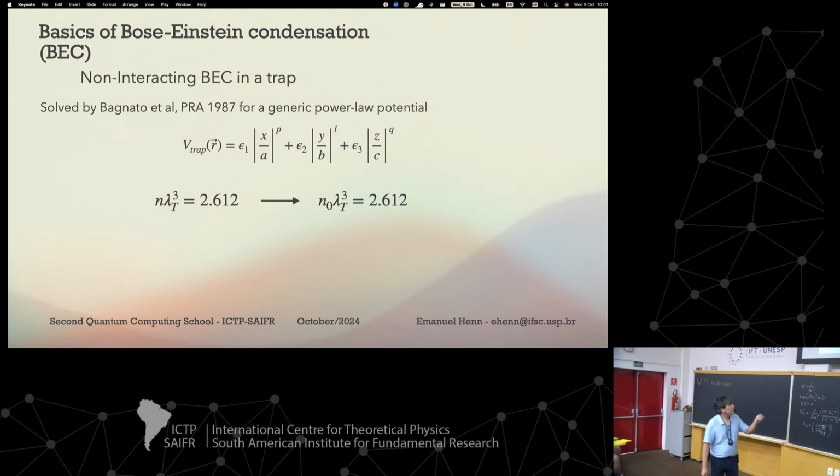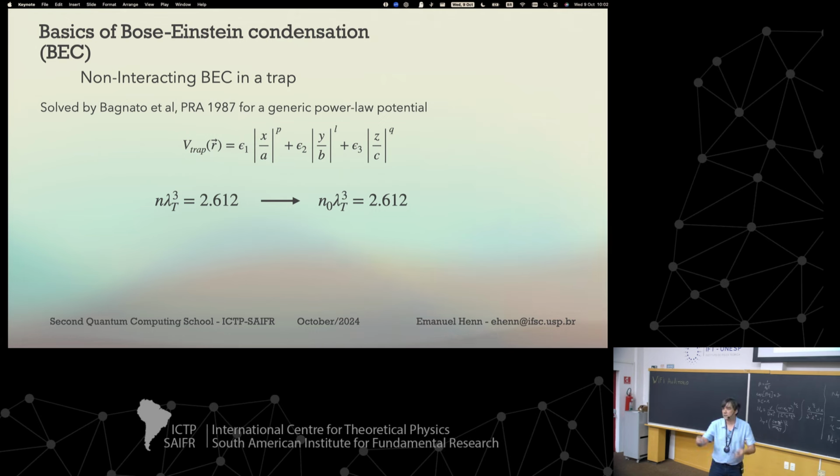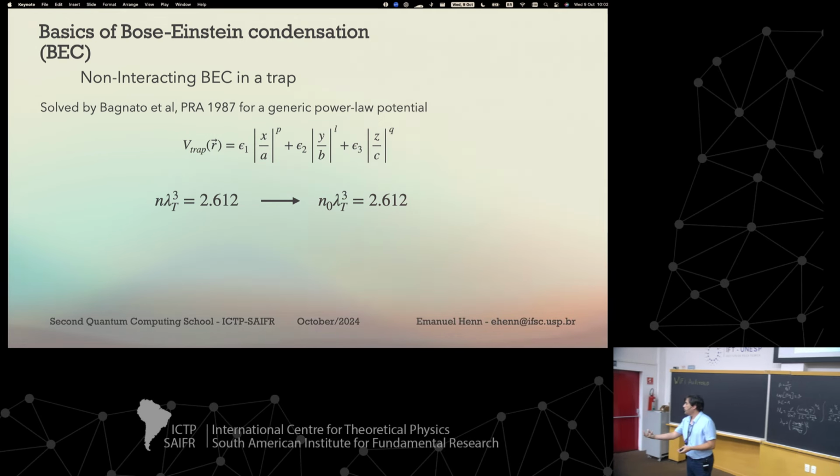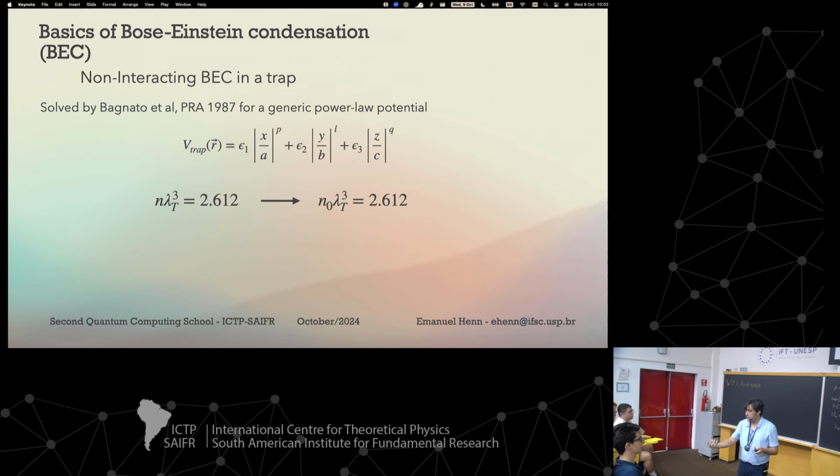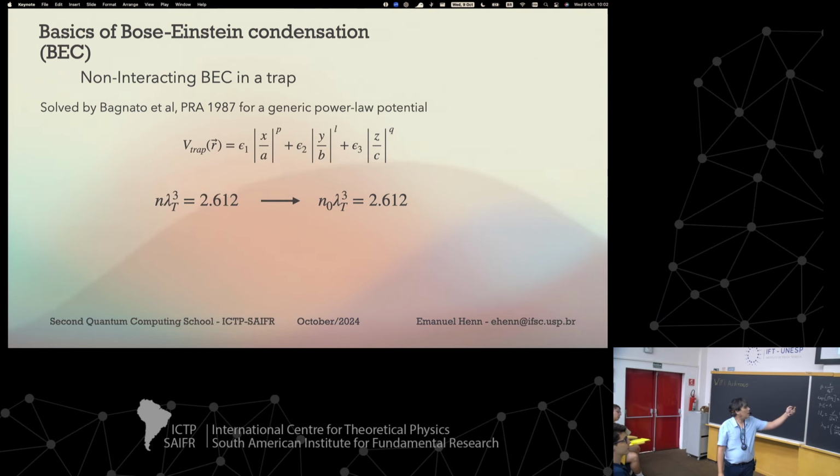You know what's changing? Instead of the product of the density and the cube, the third power, of the de Broglie wavelength being this number, it's the peak density. So at the bottom, if I have a trap, I have the bottom of the trap. This is the place where the density is higher. This is easy to understand. The density at this point times the cube of the de Broglie wavelength is still 2.612. So if I reach this condition at the center of the trap, I get Bose-Einstein condensation.